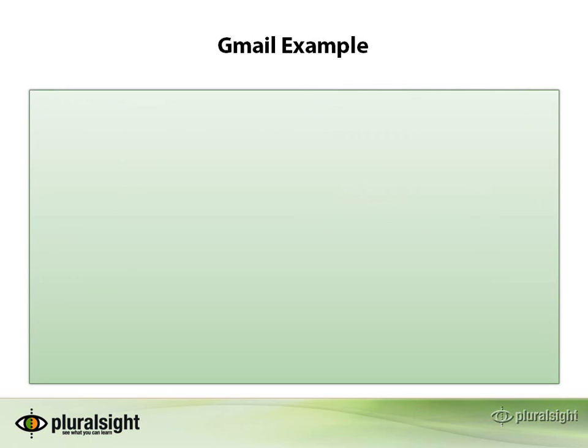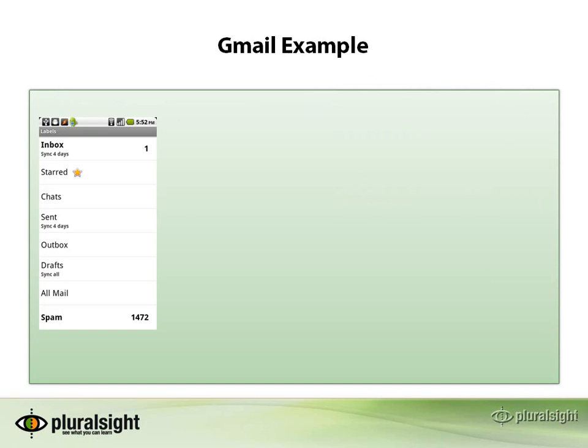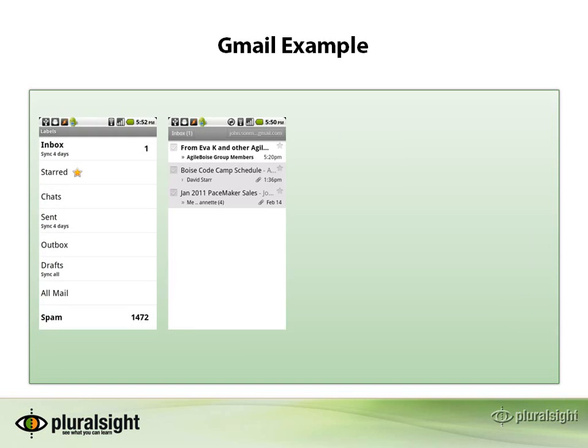Let's look at a small example of an application and how it's decomposed into a set of activities or screens. If we look at the Gmail application, one of the activities or screens you can think of is the screen that shows all of the folders that you have in your email application. You have inbox, starred, chats. If we click the inbox, then we would be taken to another activity that shows everything that's in our inbox. We're seeing a summary view of our messages.